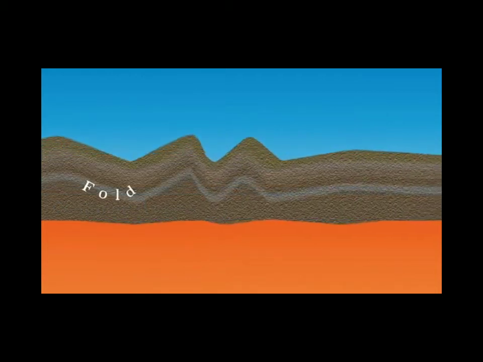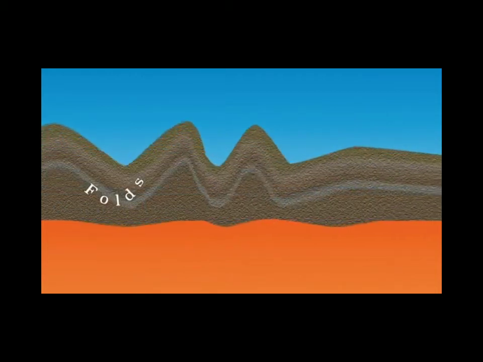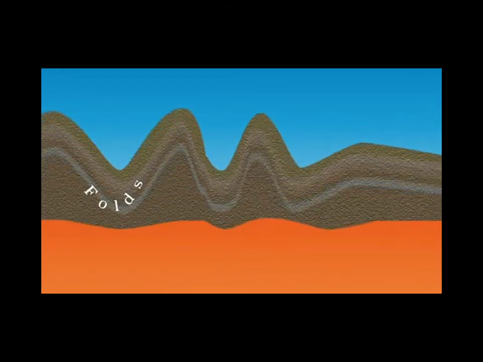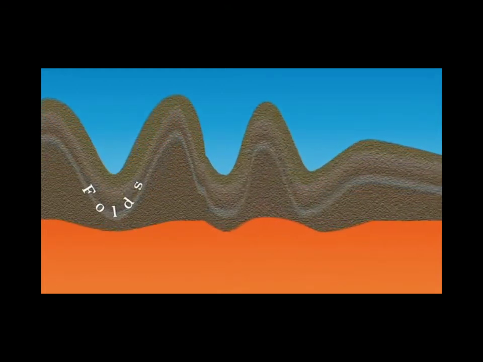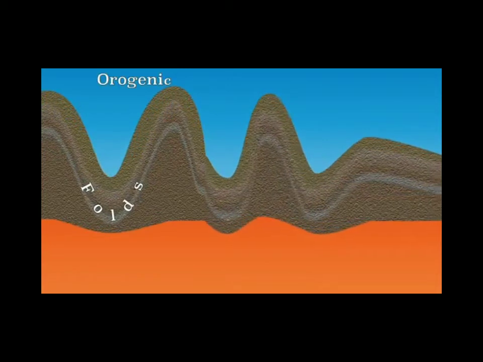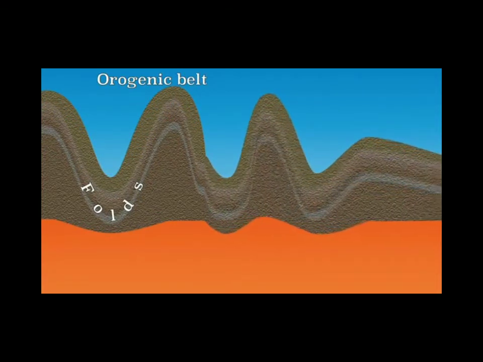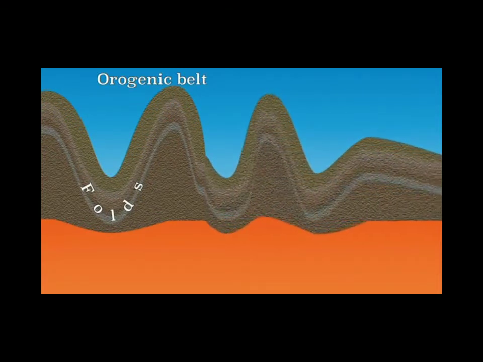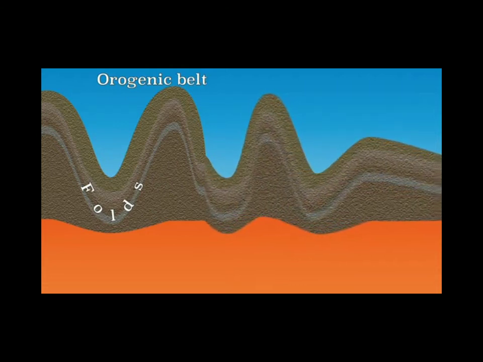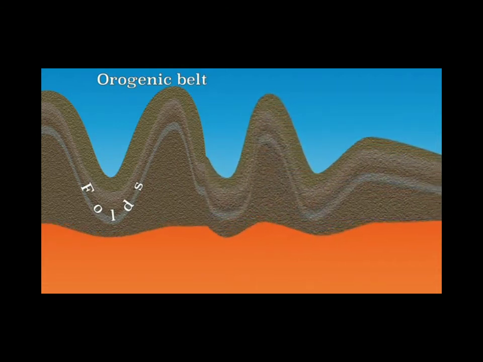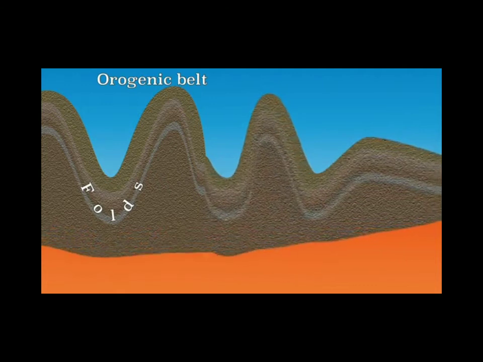Both plates are lighter than the underlying asthenosphere. As a result, there is little to no subduction. The plates are pushed together and they fold. Sometimes, you can clearly see the rocks have been compressed as a high mountain is created by the folding. This high mountain is called an orogenic belt. But not only the top of the crust is folded.